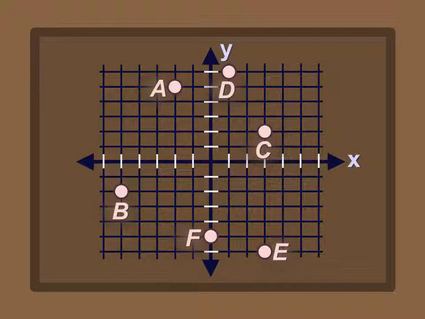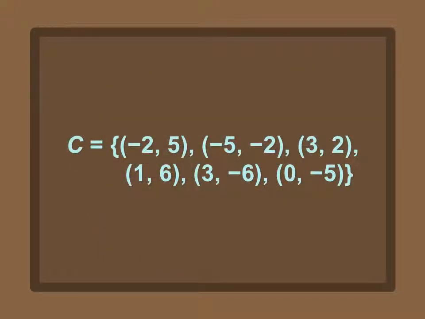So all of those ordered pairs that we just found, we need to name them the relation C. So we'll write C equals, okay, so relation C is, and then we'll put our set brackets because a relation is a set, and then we just list all those ordered pairs that we just found.